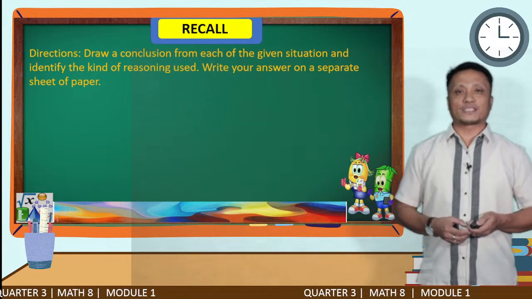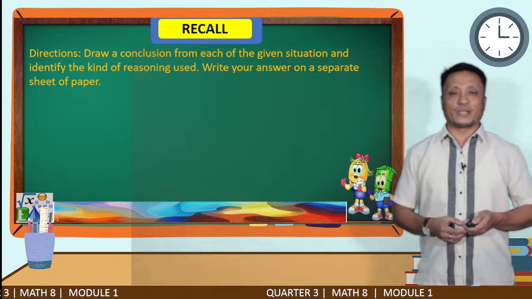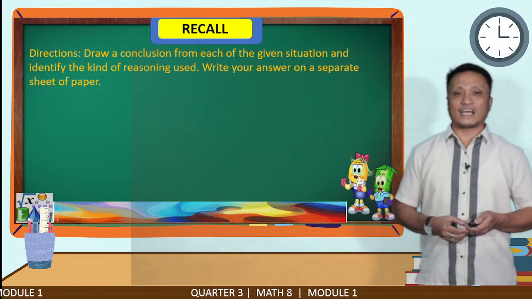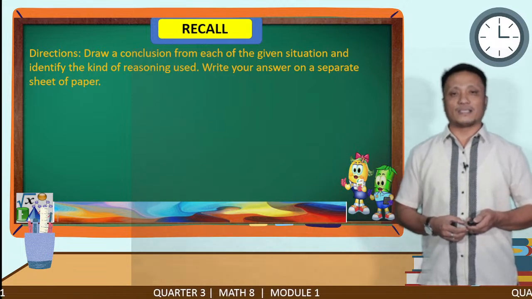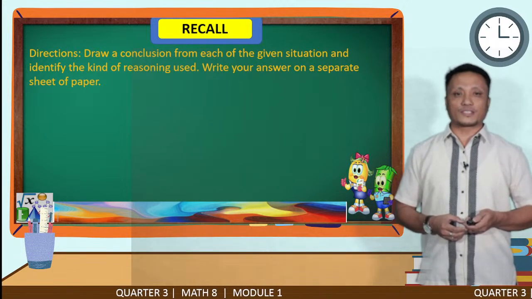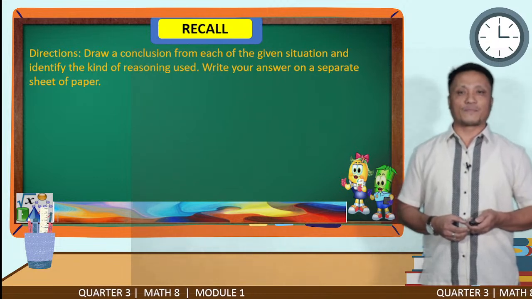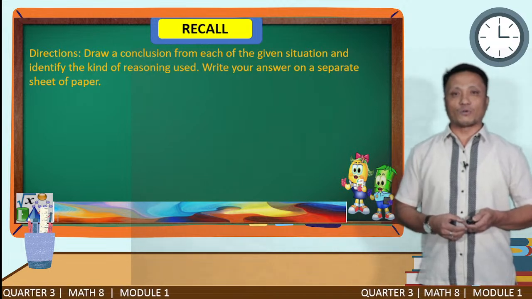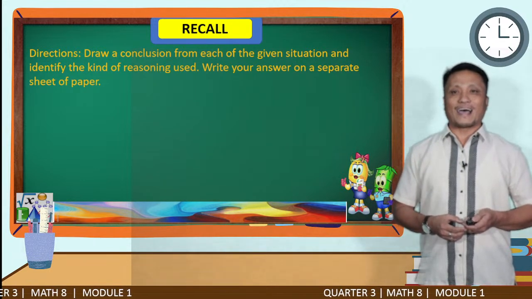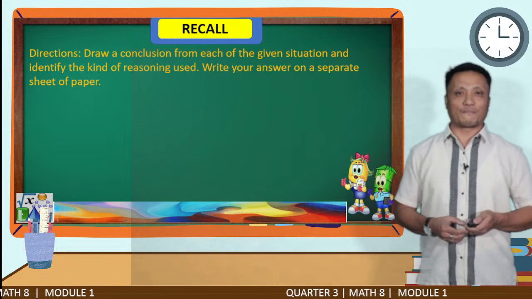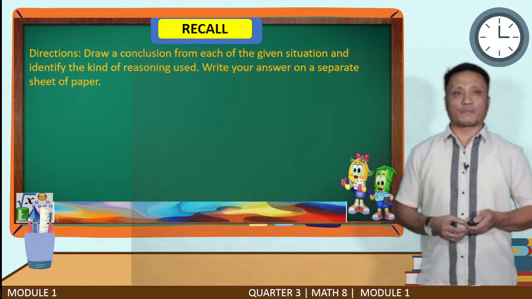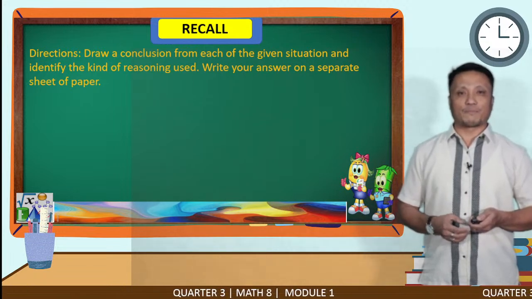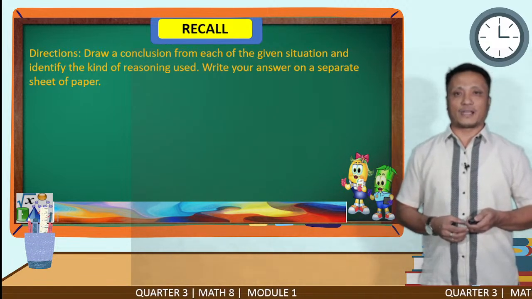Last time, we discussed kinds of reasoning, and there are two kinds of reasoning being used. First is inductive reasoning. The second one is deductive reasoning. For us to have a simple recall on this topic, let's have this activity. Directions: draw a conclusion from each of the given situations and identify the kind of reasoning used. Write your answer on a separate sheet of paper. But this time, we are going to write our answers in the chat box below. Feel free to write your answers, class.